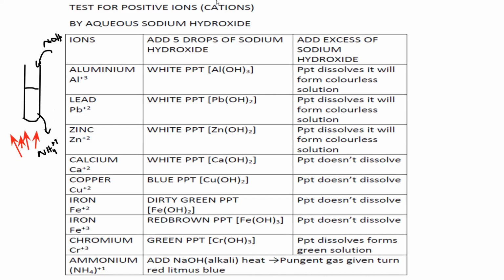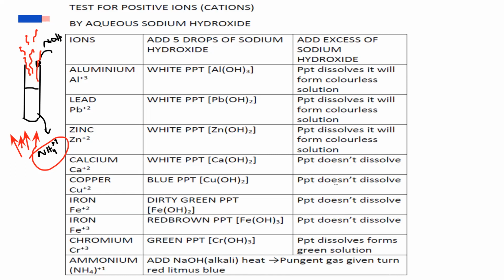The moment we start to heat, a gas is released, and that gas has an irritating or pungent smell. So we can identify that the ammonium ion is present. And this gas will turn red litmus paper blue. Originally we had red litmus paper, but as a result of the emission of this gas, it will turn blue.